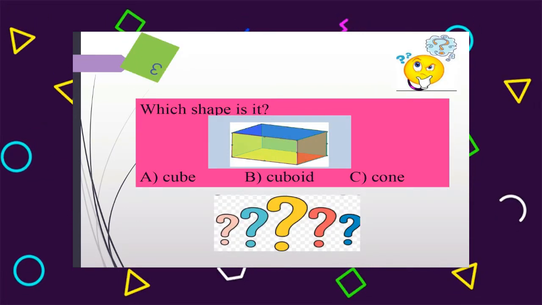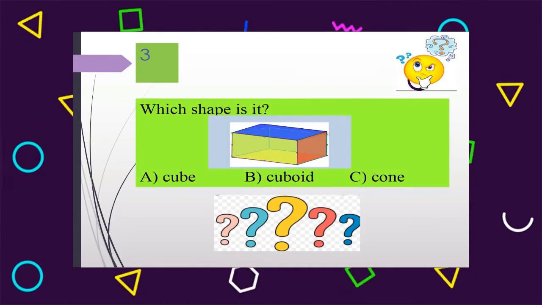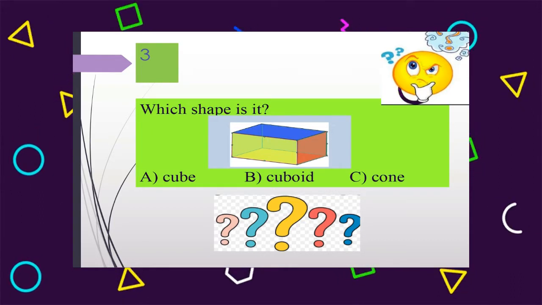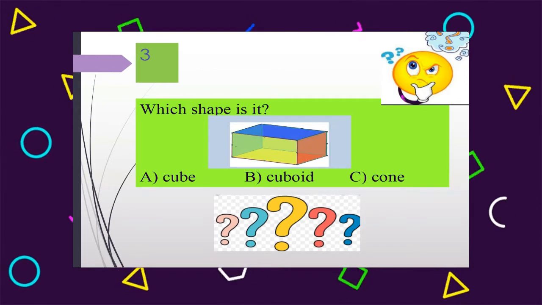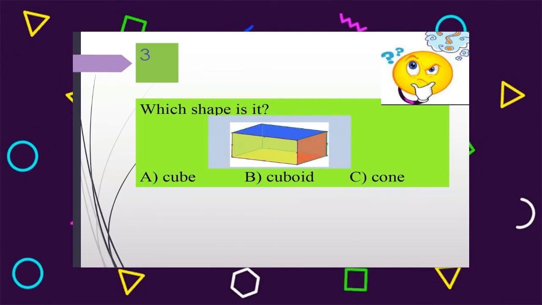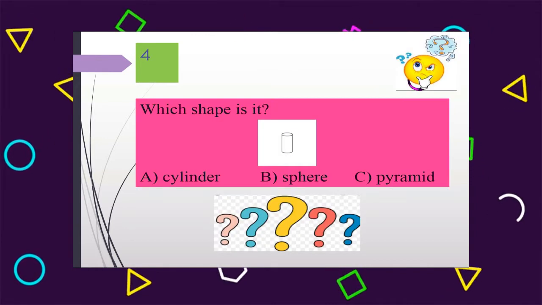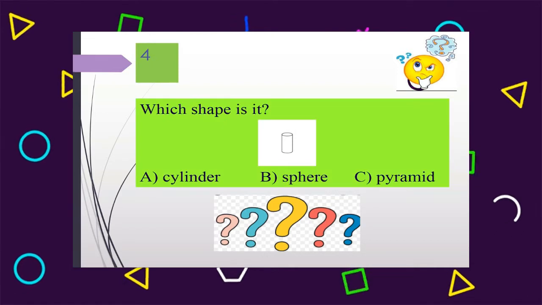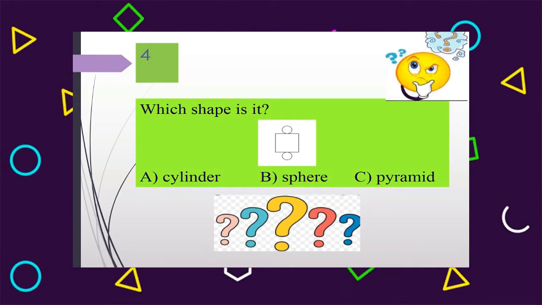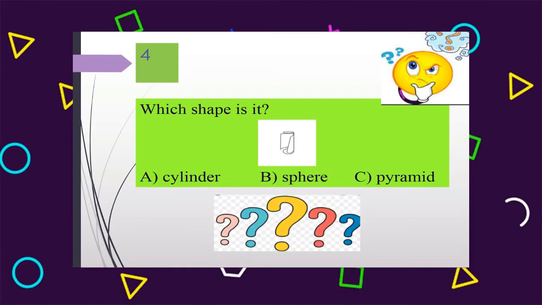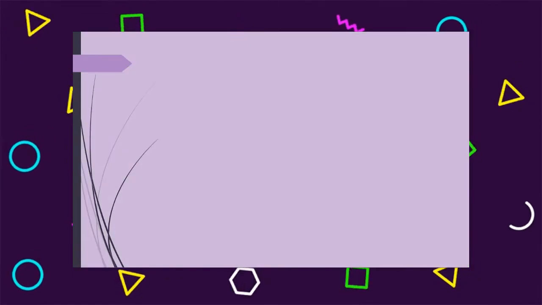Now number 3. Which shape is it? Cube, cuboid or cone? Have you guessed the name of the shape? Yes, I know. It's very easy for you to name this shape. Number 4. Which shape is it? Cylinder, sphere or pyramid? I know you can guess it easily.